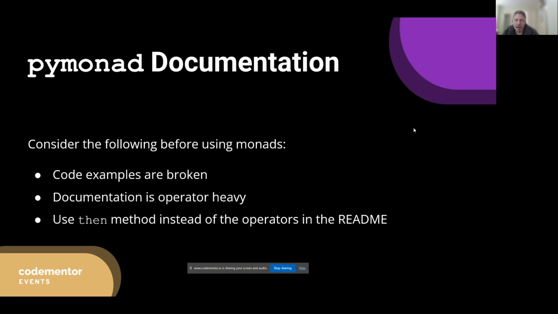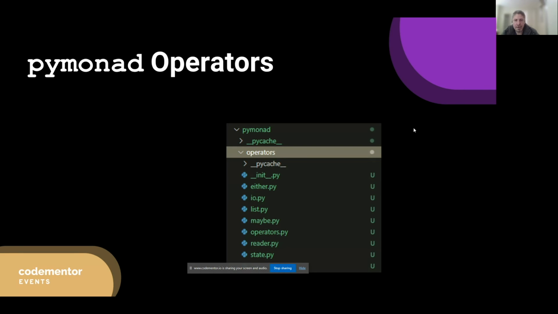Furthermore, if you go to the Pymonad library on GitHub, the README is out of date, or at least it was as of 2 days ago. The code examples in the README don't work. A lot of the documentation is using operators, and so it's very operator-heavy documentation. Fortunately, I went in and looked at the source, and the then method that we covered earlier does everything the operators do. It just does it better, and it results in more readable code.